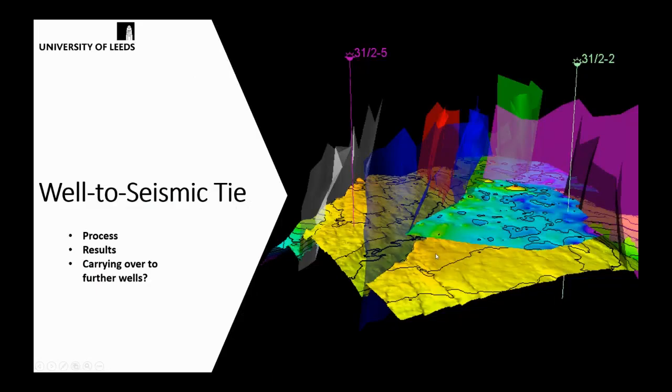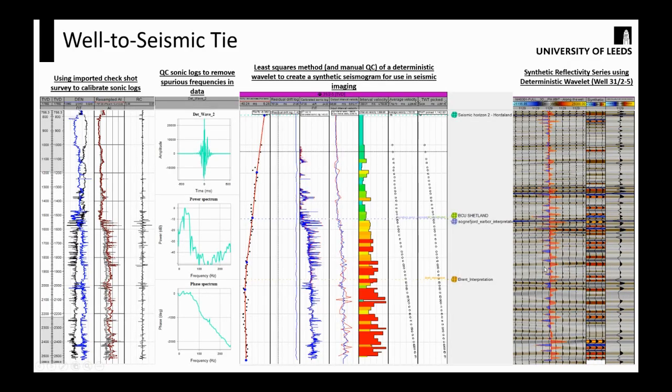So we're going to start off looking at the well to seismic tie here, running from left to right. What we do here is we use an imported check shot survey to calibrate the sonic logs before QCing the sonic logs using a deterministic wavelet, and this helps remove spurious frequencies within the data. And then beyond this we can use a least squares method of QCing the deterministic wavelet, and this helps us to create a synthetic seismogram for use in the seismic imaging. And you'll see on the right hand side the synthetic reflectivity series that comes as a result.